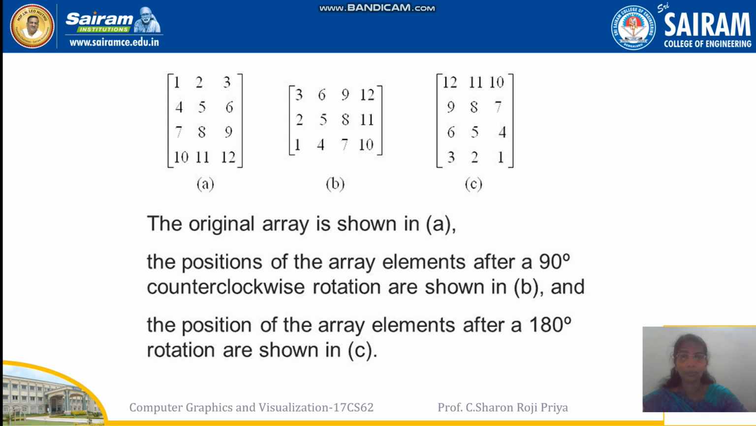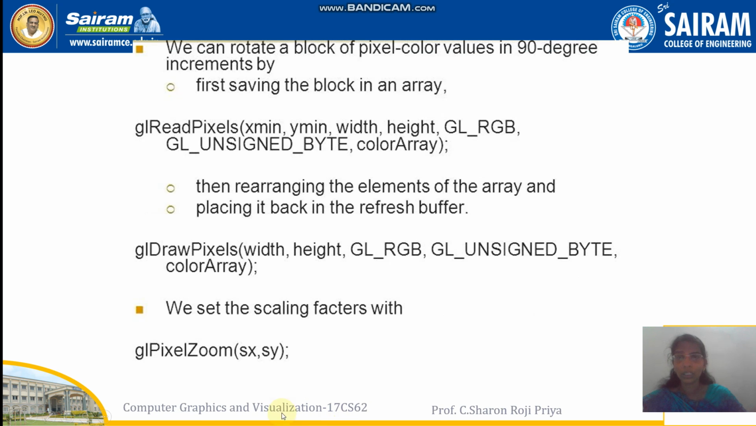Next is glPixelZoom. This is for performing the scaling transformation. Scaling, either I can increase the size or decrease the size. Sx and Sy are the scaling factors along the x-axis and y-axis. If the Sx and Sy values are greater than 1, I am increasing the size. If they are lesser than 1, I am decreasing the size. If it is a negative value, I can perform the reflection transformation.